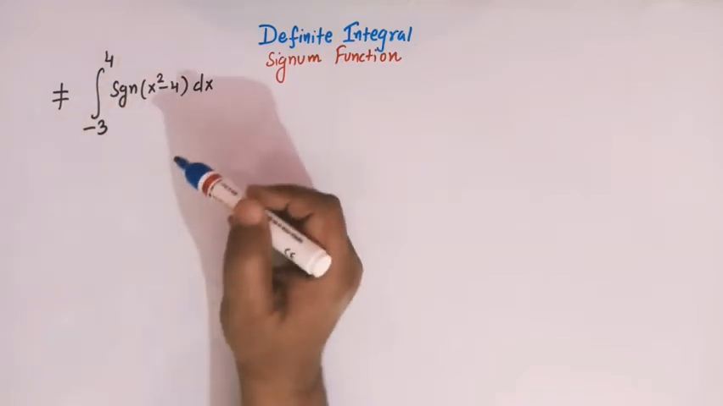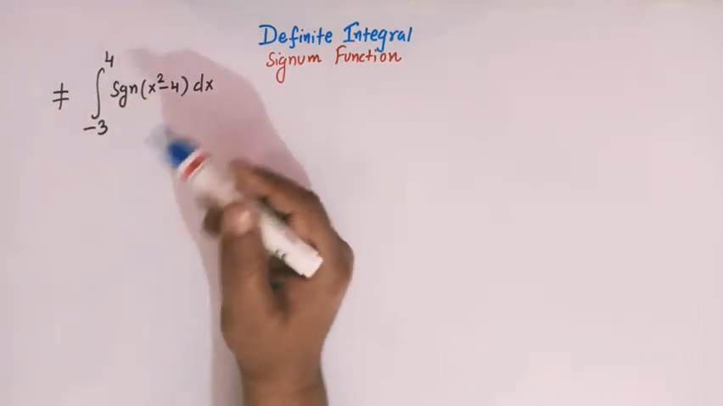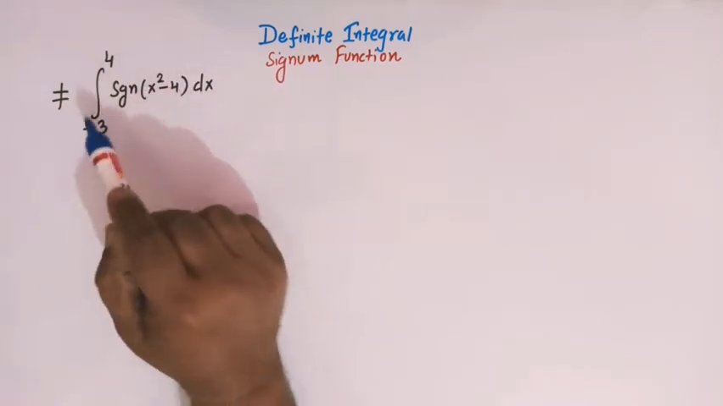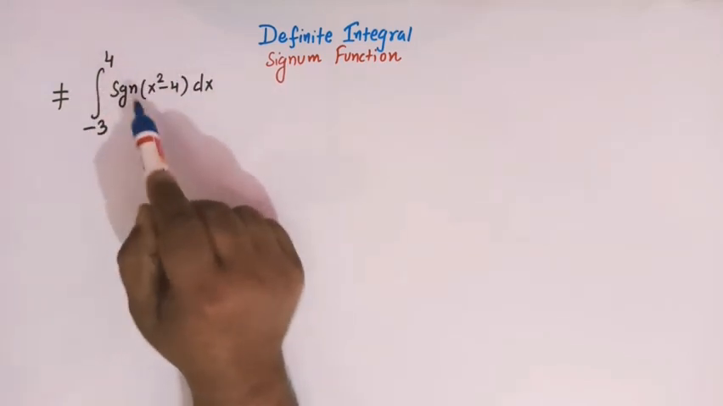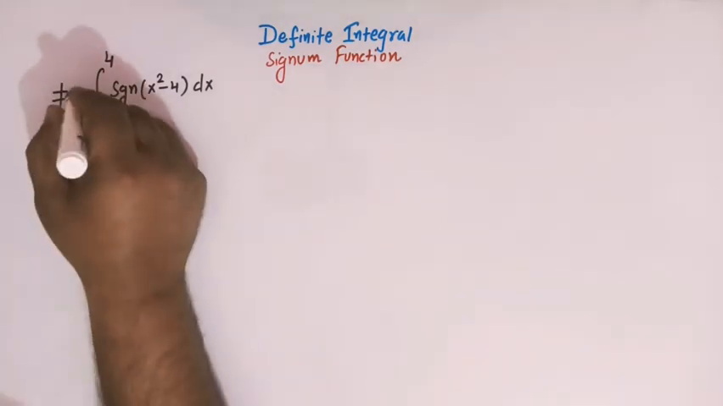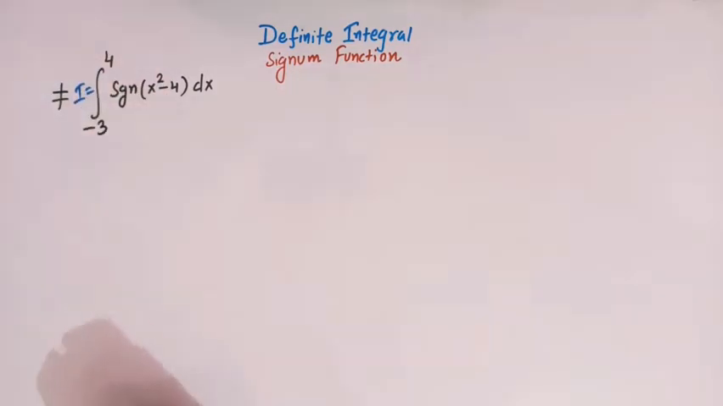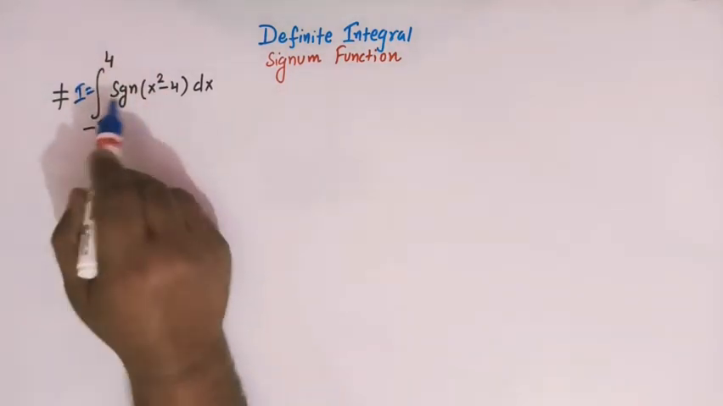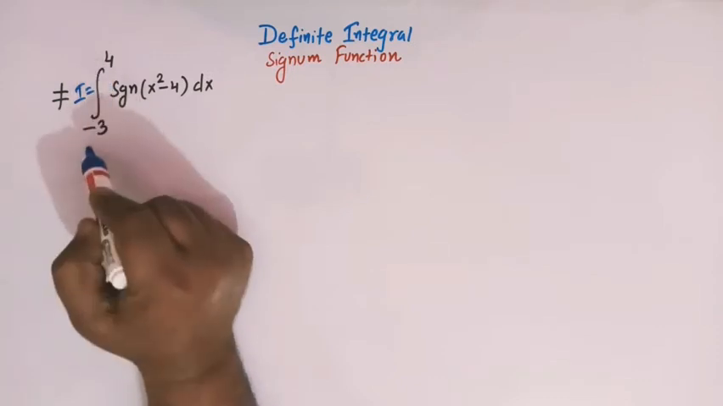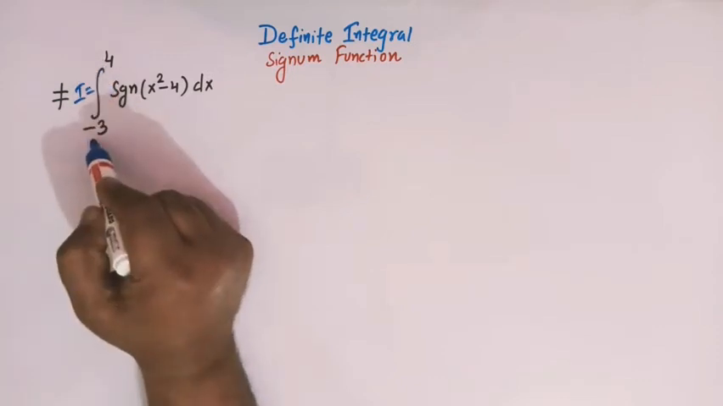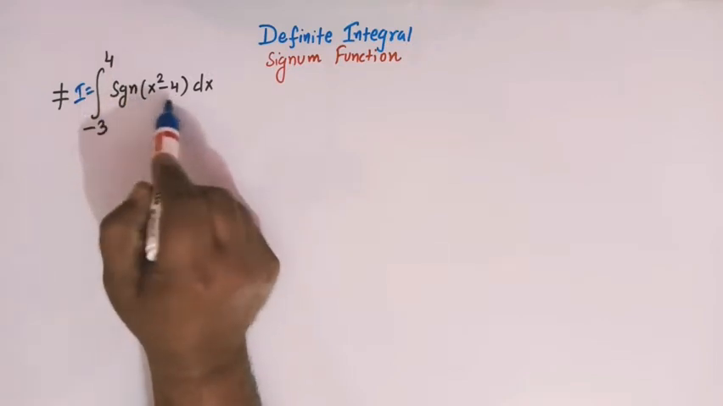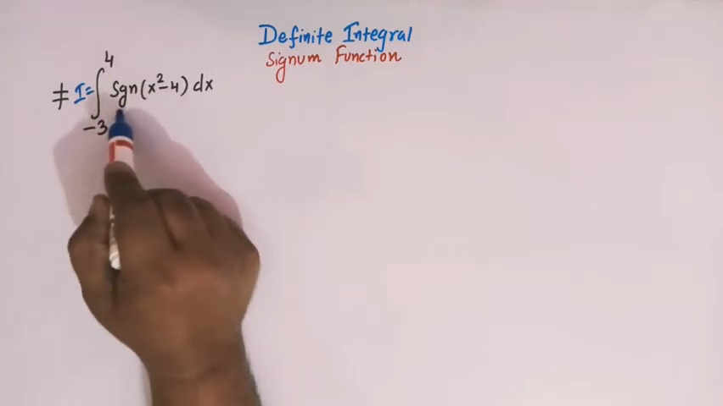So let us see the concepts one by one, and then we can combine all these concepts to find out the value of this definite integral. So let us start. Let us take this integral as I. If we look at this integral, we see that the limits of integration vary from -3 to 4, and here we have the signum function.